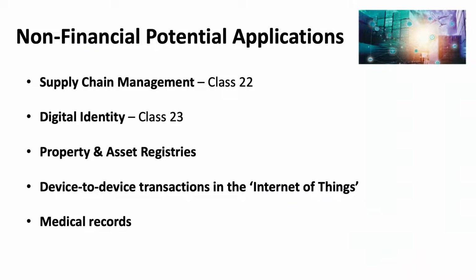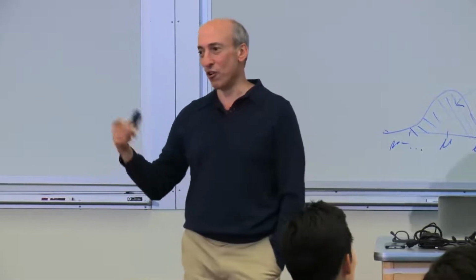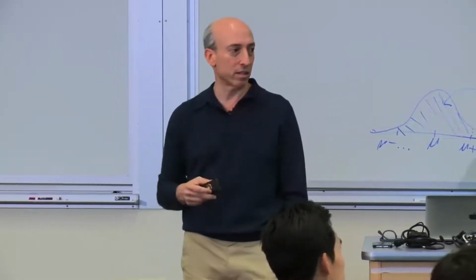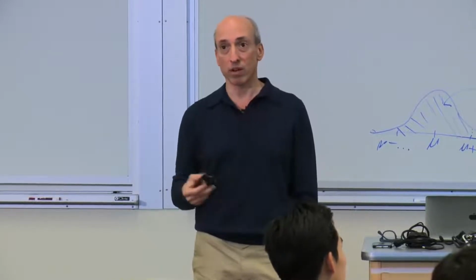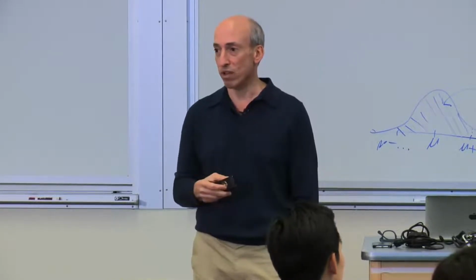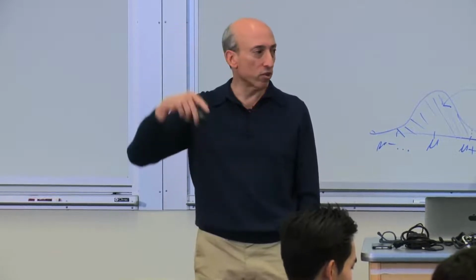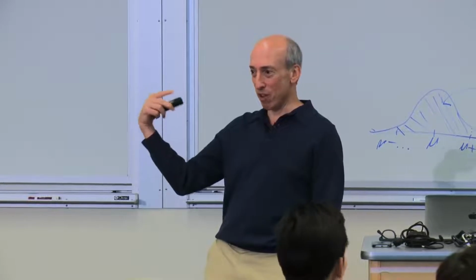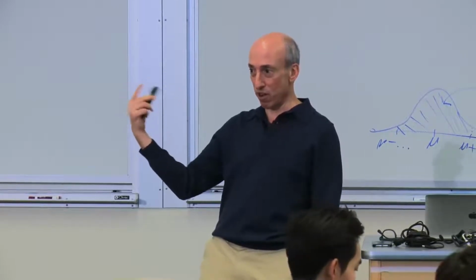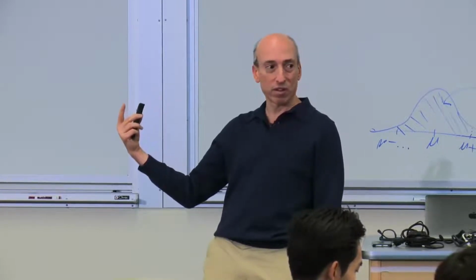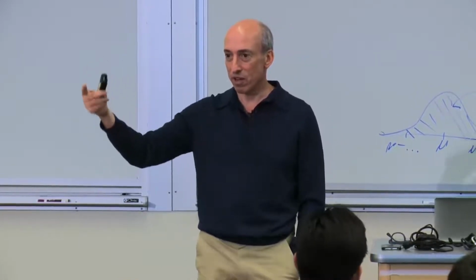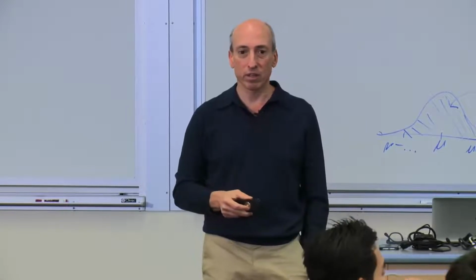Digital identity is both within finance and outside of finance. Property and asset registries, you can call it finance, but I'm not going to dig into that a lot in the rest of the semester. Medical records, Internet of Things, and so forth. This isn't going to be exhaustive. If you come on Tuesday, October 30th, to the Bitcoin blockchain dinner that Simon Johnson sponsors, we'll have somebody doing election and voting. So there's a lot of other interesting applications.